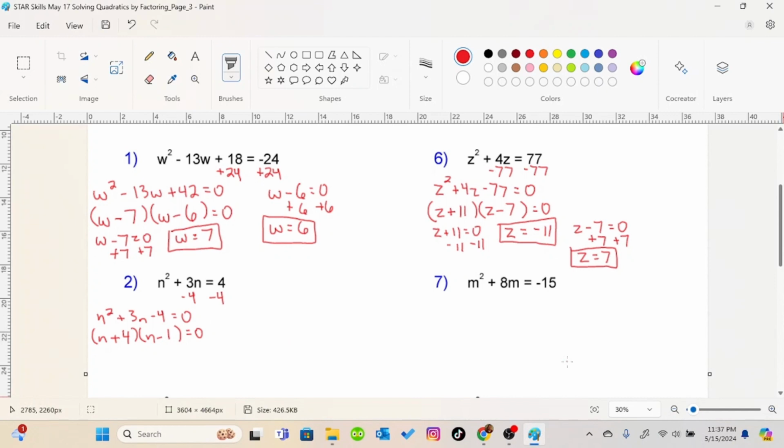Once we have it in factored form, we're going to take the first factor, n plus 4, and set it equal to 0. We'll subtract 4 from both sides, and we'll get our first answer, n equals negative 4. Then we'll take the second factor, n minus 1, set it equal to 0, add 1 to both sides, and get our second answer, n equals 1.